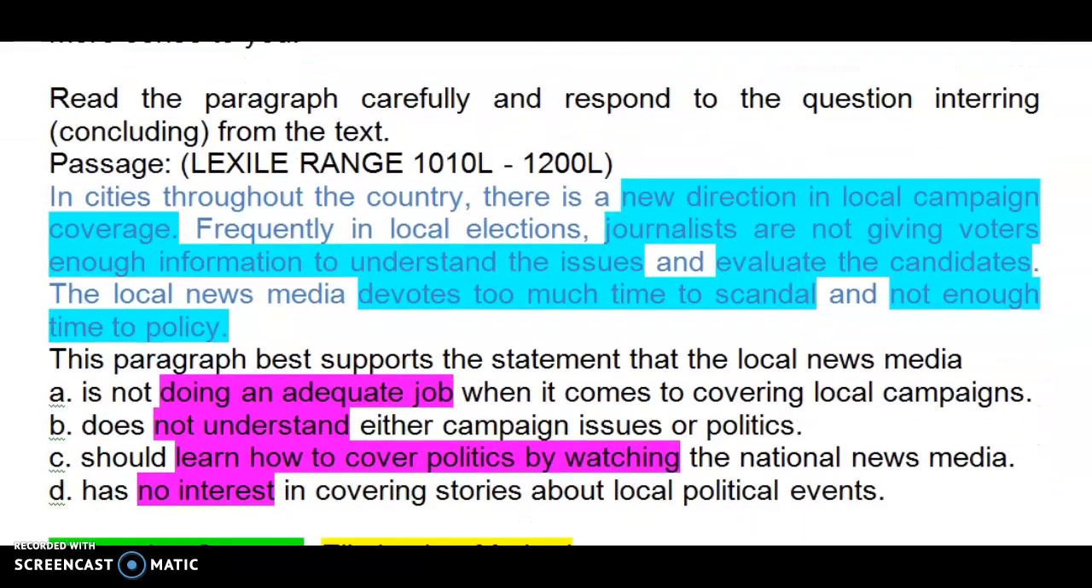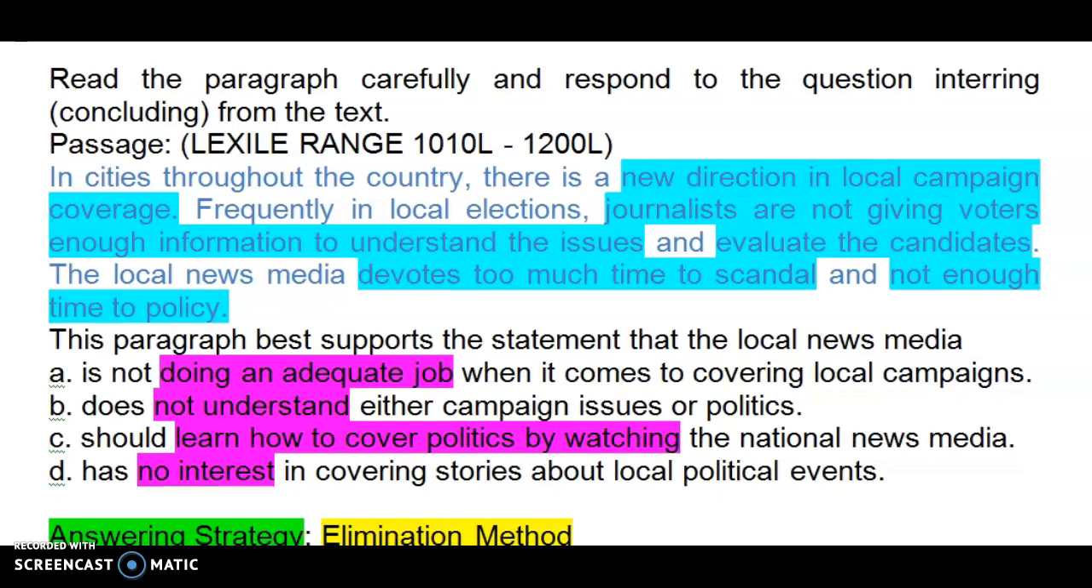Now let us read the paragraph carefully and respond to the question, inferring, concluding from the text. The passage that I have selected is from the Lexile range 1010 Lexile to 1200 Lexile. Lexile is the complexity of the text. Now let me read the passage for you.